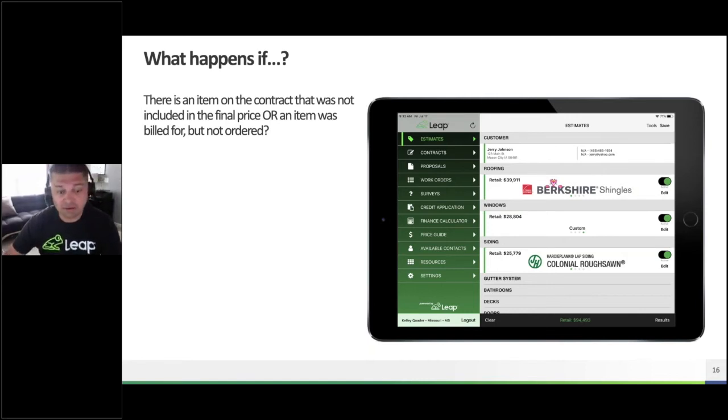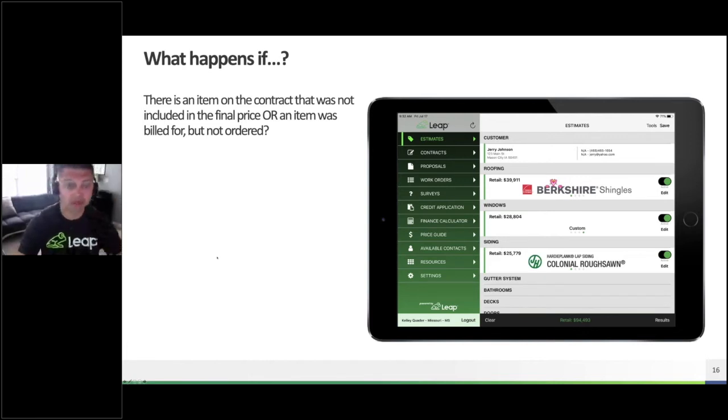So how does Leap prevent this? You can link everything on the estimate side to exactly what gets printed on the proposal or the contract side, no more and no less. So if you only have 10 windows, then only 10 windows print on the contract.